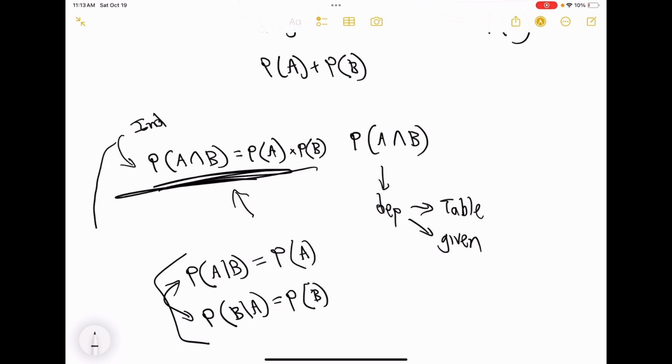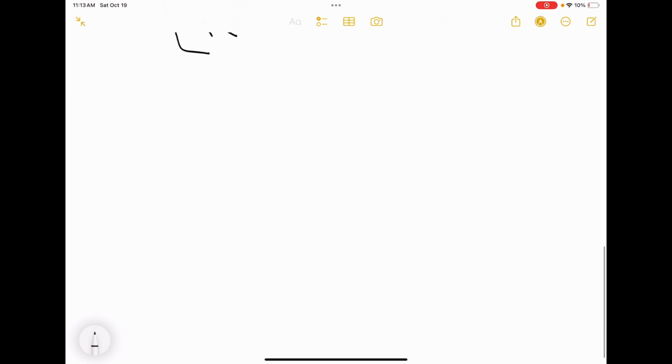But these rules are only true for independent events, and you need to know that, and you need to be able to apply that, and you need to know how to test for independence and dependence. Okay, that should all feel fairly settled for you.